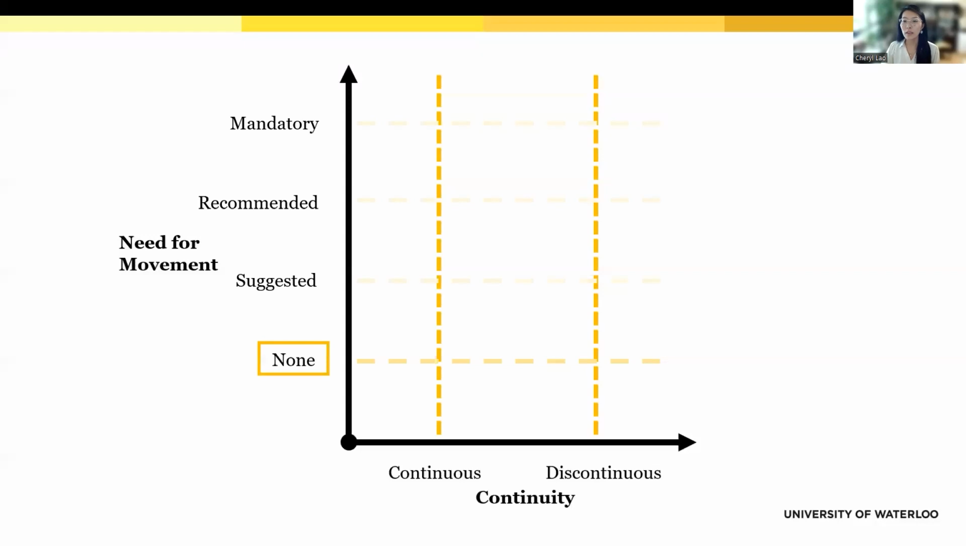So no movement needed means that the stimulus can be completely understood by the viewer without movement. And then suggested movement means that the viewer can recognize that they aren't at the ideal viewpoint, but they can still understand the stimulus. Then we have recommended movement, which is where the stimulus can be better understood with movement. Lastly, we have mandatory movement, where the stimulus cannot be understood by the observer at the current location.